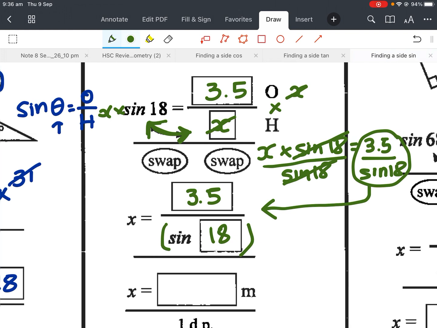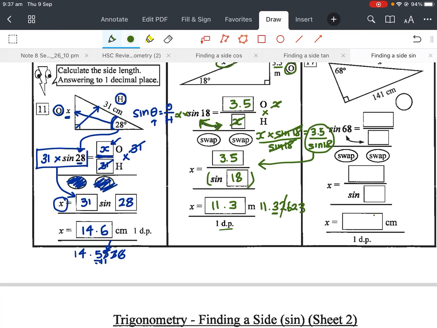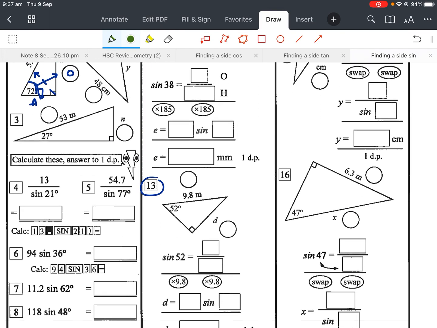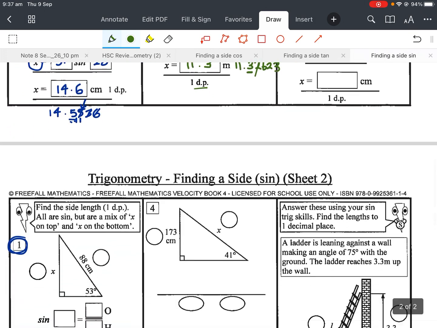Okay, so I got 11.32623. And I need it to 1 decimal place according to this. So that means I'm going to keep the 3 but get rid of the 2. The 2 is telling me not to round up the 3, so my answer is 11.3. So that's the second way of doing these. If you want more practice, have a go at 16, which is the same as that. So is 15. Otherwise, come over here with me.